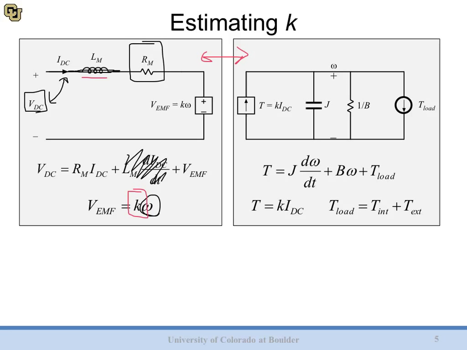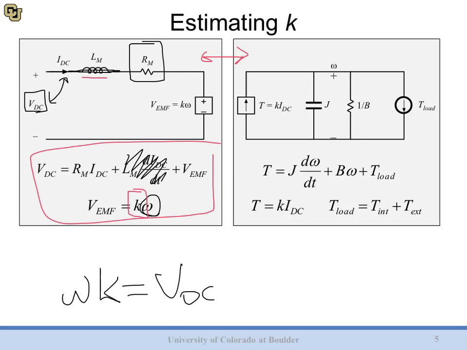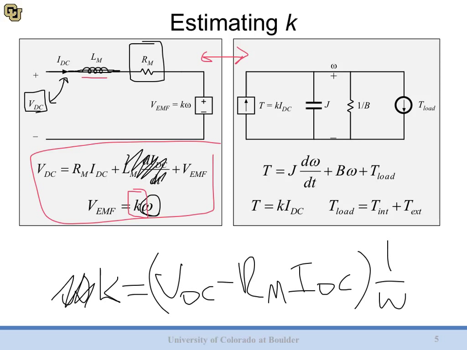Well, we can rearrange these equations down here in terms of k, if we want to. So we can simply write k, and we have omega times k is going to equal VDC minus Rm IDC. And what we can do is we can simply toss omega onto the other side. So we have k equals VDC minus Rm IDC times 1 over omega.